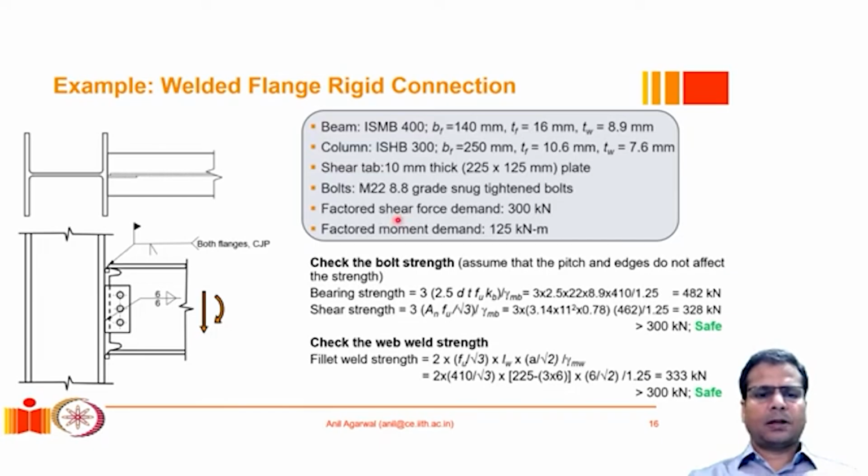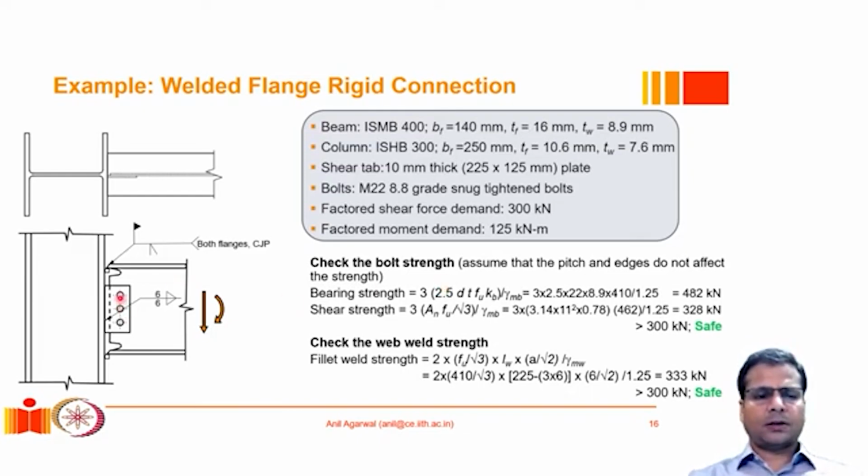The force demands are given as follows: the shear force demand is 300 kilonewton and the factored moment demand is 125 kilonewton meter. So there is a vertical force in this direction which is 300 kilonewton and there is a moment of 125 kilonewton meter. So we will go one component at a time.